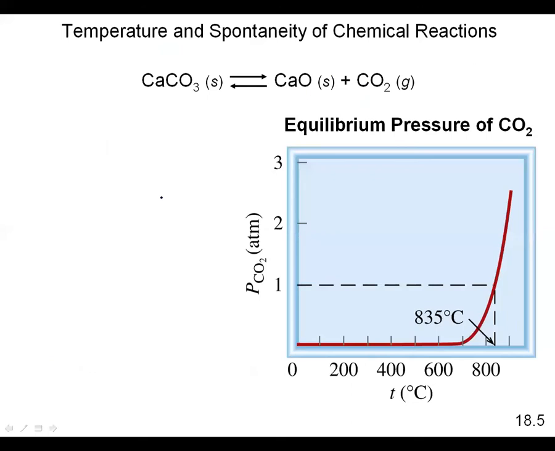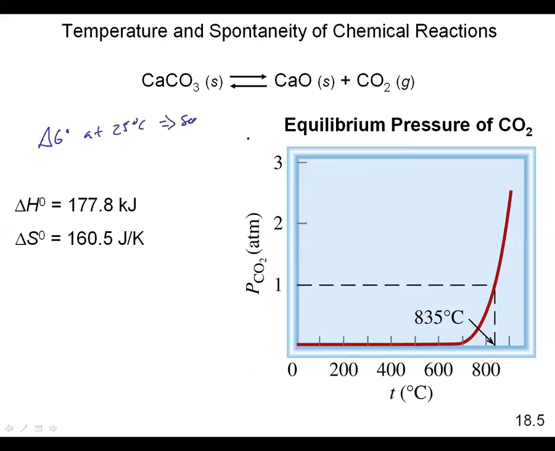All right. So why don't you take a second here? Why don't you calculate the delta G naught here at 25 degrees Celsius, and see if it's spontaneous at that temperature? So take a minute or two, calculate the delta G based on that value at 25 degrees and see whether or not it's spontaneous, and then we'll talk about it.